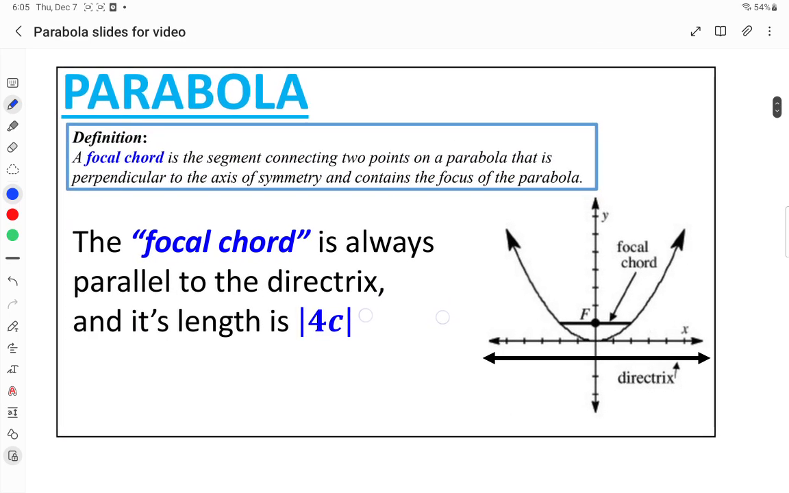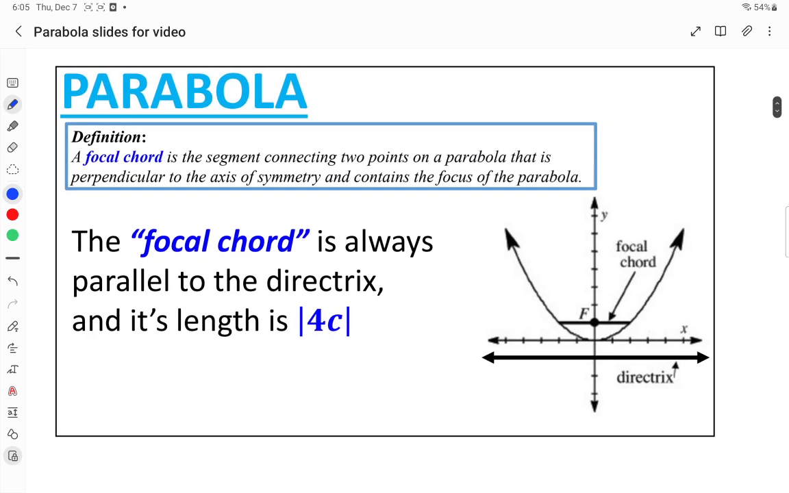C also relates to something called the focal chord. The focal chord is always parallel to the directrix, as you can see bolded in here. The focal chord is a line segment. The length is 4c. And the directrix down here is a line that goes on infinitely. The focal chord helps us to get the width of our parabola.